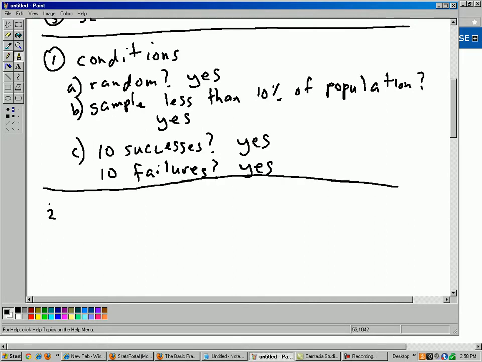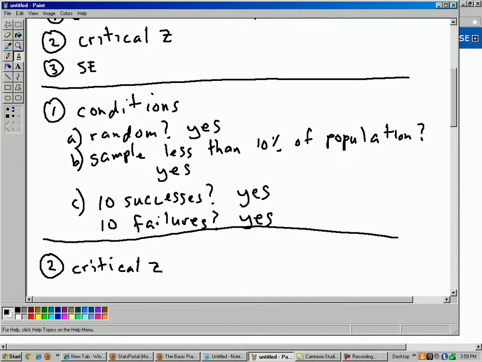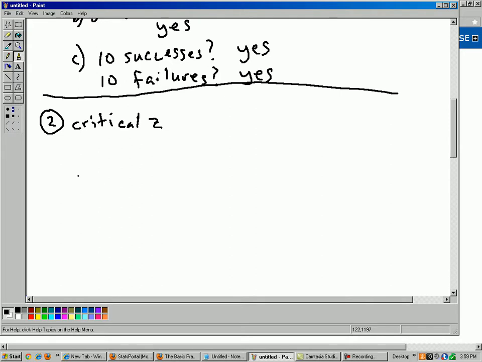On to step 2 is, what is that critical z? So the idea of a critical z-score is you have that normal curve, and you need to know what is that z-score that gives you that middle 95%. Now, I have been saying 2 standard deviations from the mean encompasses the middle 95%, but we need to use the more accurate one for this. So that's going to be 1.96 right there.